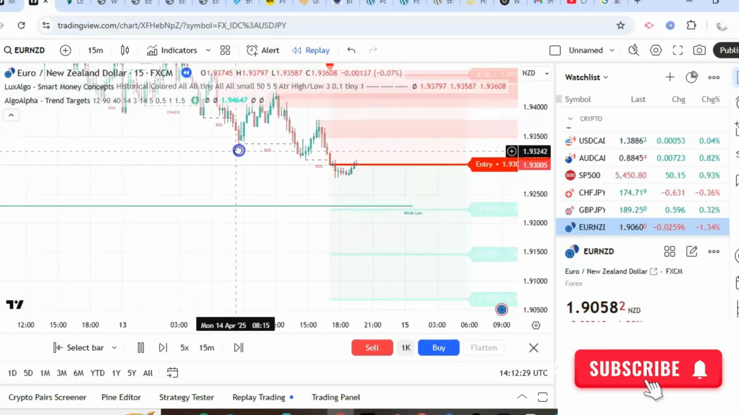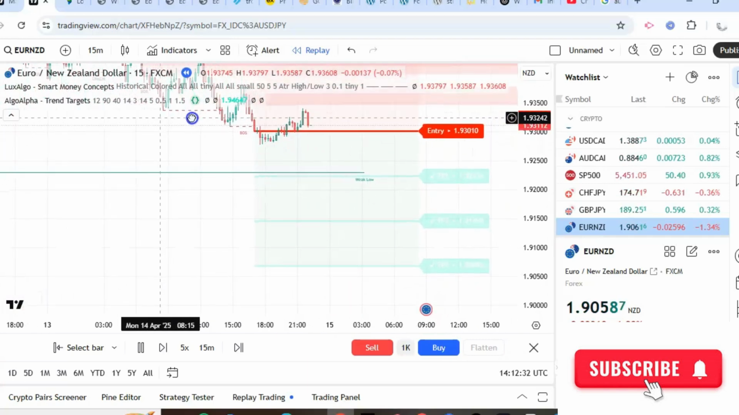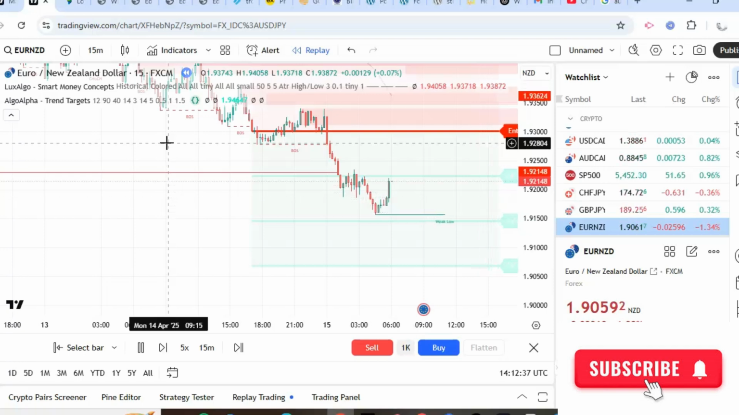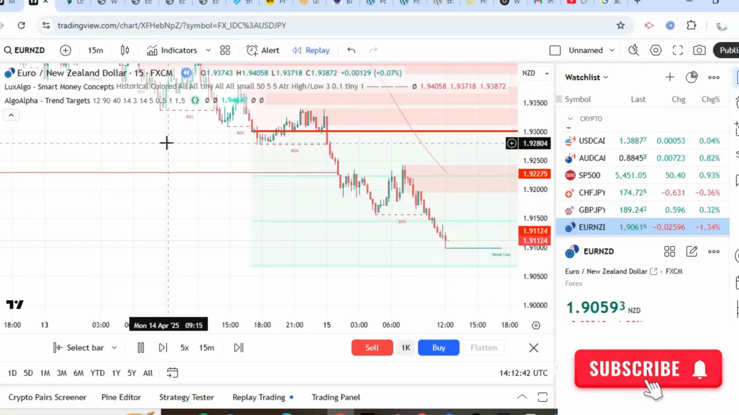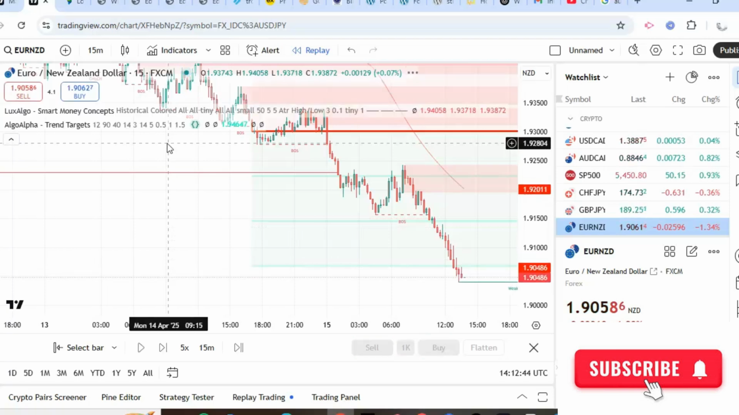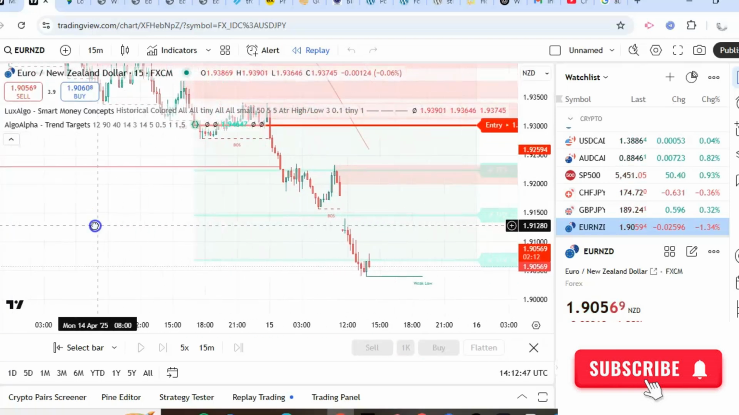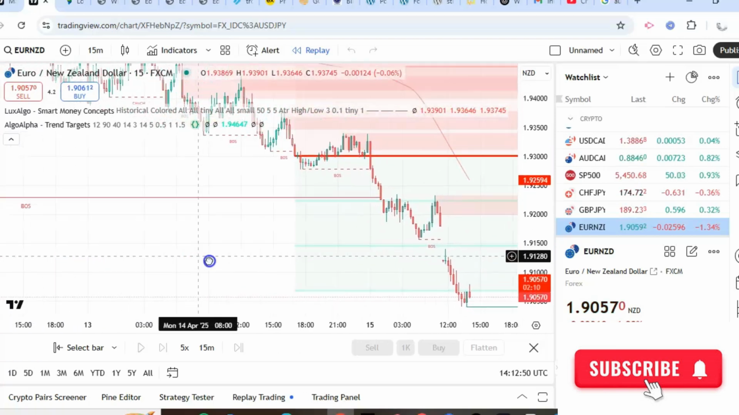Another signal, another sell signal there. Take profit 1. Take profit 2. Take profit 3. Okay, so that is the system there. That is that indicator.